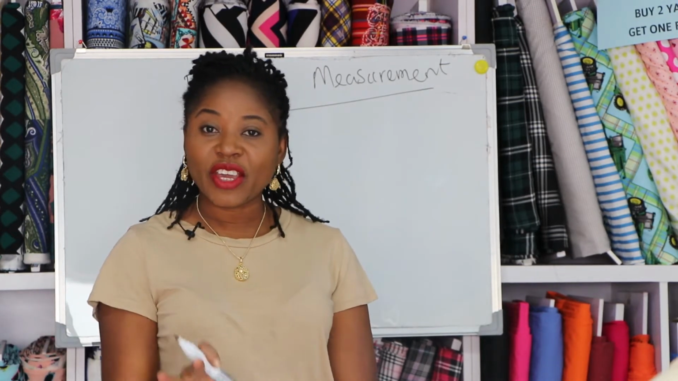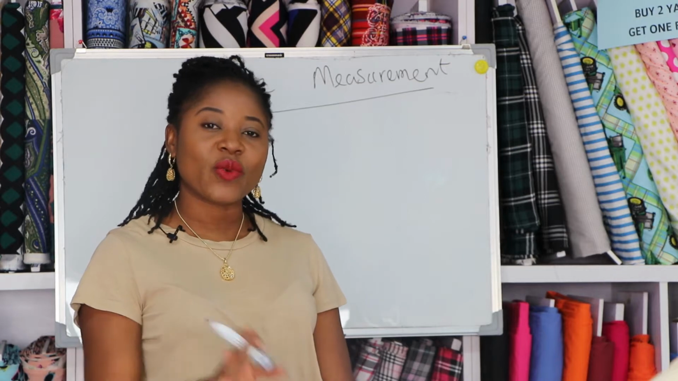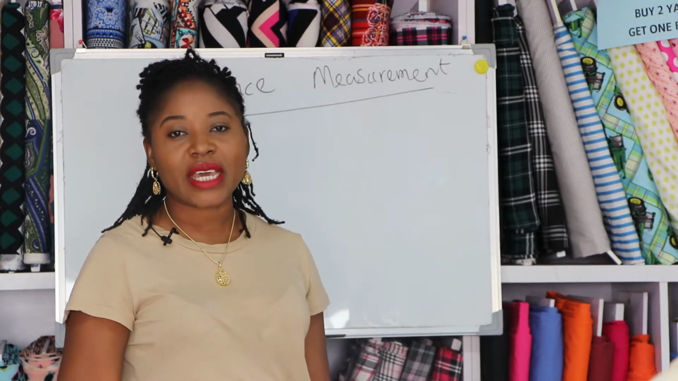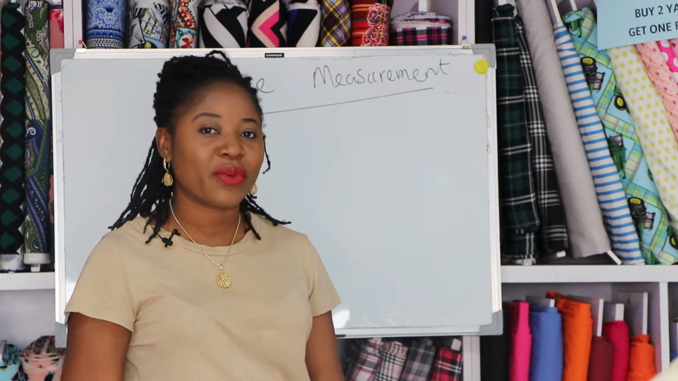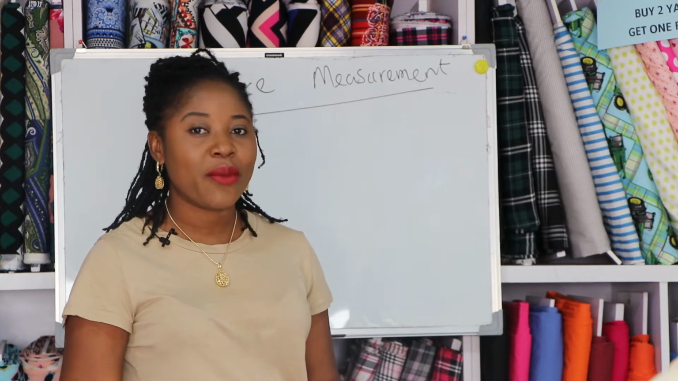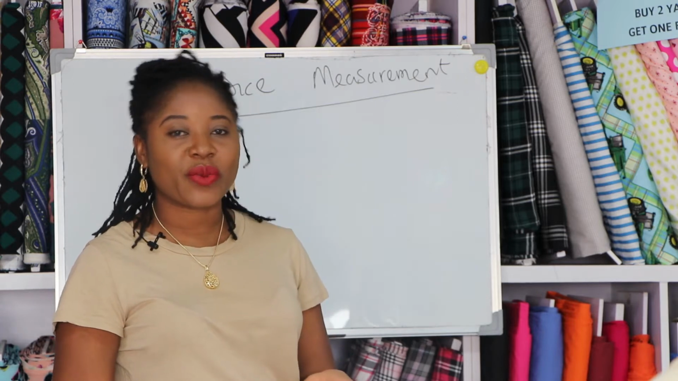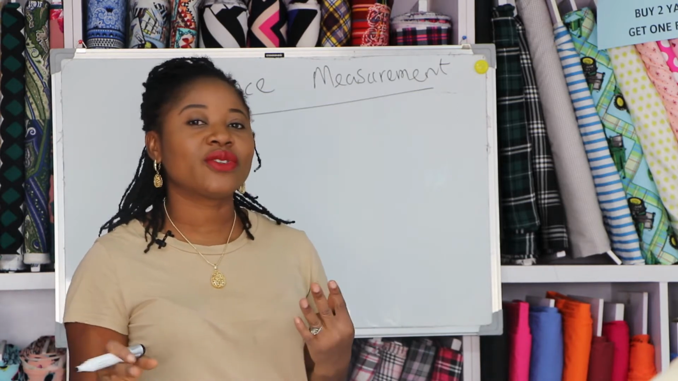Okay, so thank you for joining me again in this class. We've been able to deal with the skirt measurements. Now we're moving on to the bodice measurements, and for the bodice measurements we need 6 measurements. We need 3 round measurements, and then we need vertical and horizontal measurements.